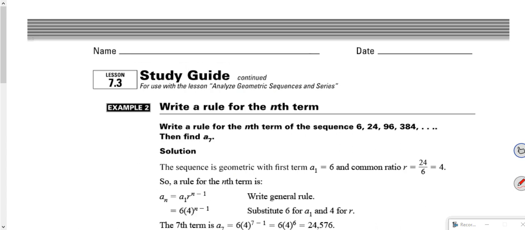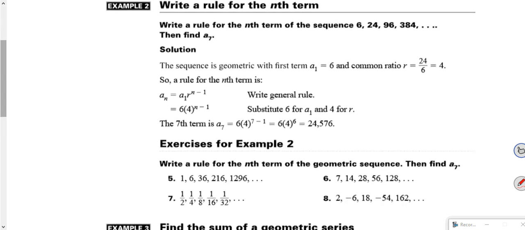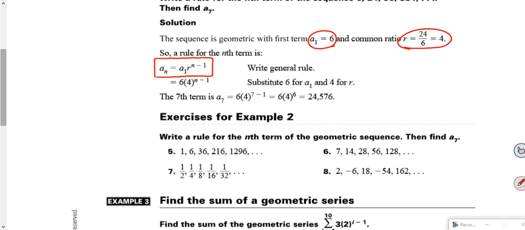Now, writing a rule for the nth term. Now we're going to use that formula. You'll notice here on the back side, they did get the formula correct. So that's the formula for writing a rule. What you need to know in order to use the rule is you need the first term of a sequence and you need the ratio. Those are the two things you have to have in order to use the rule formula. So if you're plugging it in the rule, you just plug it in. So let's look at these exercises for example 2 here. Write a rule for the nth term of the geometric sequence, then find a sub 7.